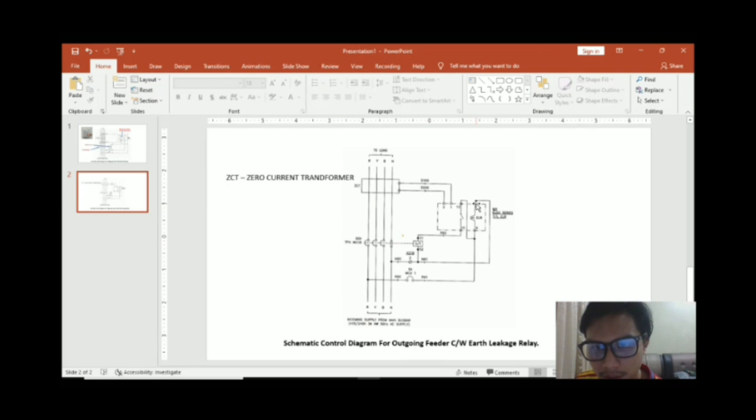After that, 7 and 9 are used to energize the relay. 7 taps to the neutral cable, and 9 taps to the red cable. So that's all for the leakage relay.